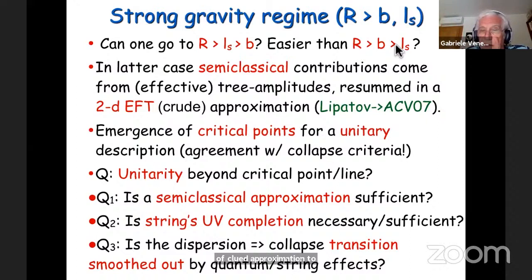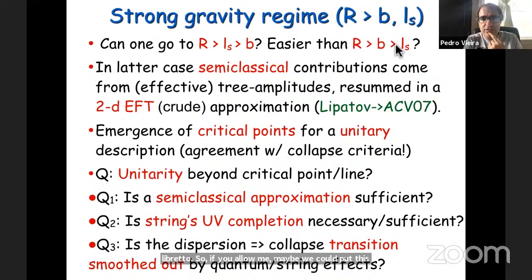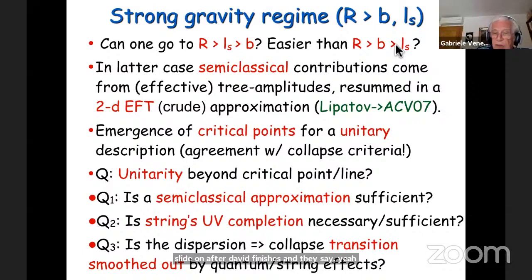So this, Gabriele, if you allow me, maybe we could put this slide on after David finishes. And this has a list of questions. And of course, this is my last slide. And I just listed a few questions which I think would be the matter of discussion for the following discussion. So I'm perfectly fine with stopping here.